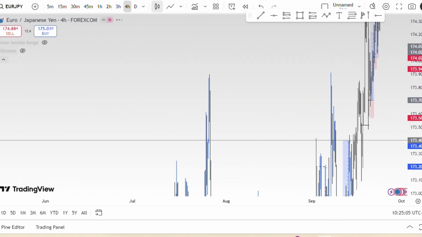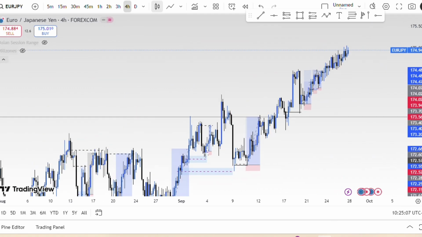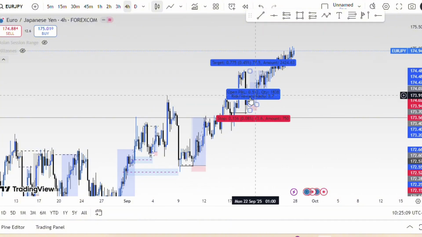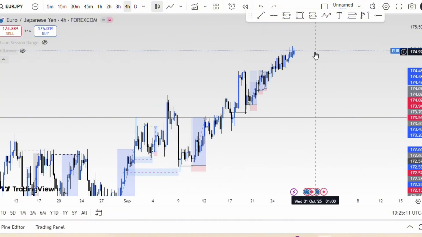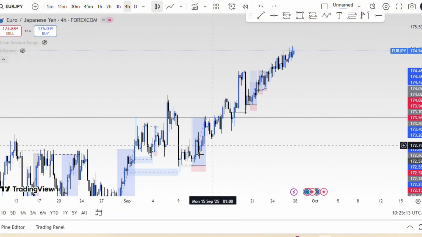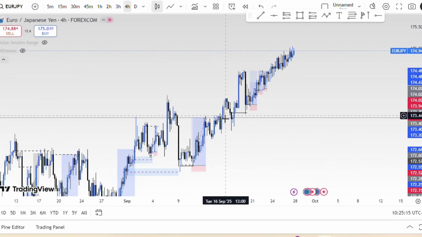So the best thing I do for myself is following the trend from the higher time frame, following what the higher time frame is saying. So anything I trade, if it's not aligning with the trend, I can't take the trade.